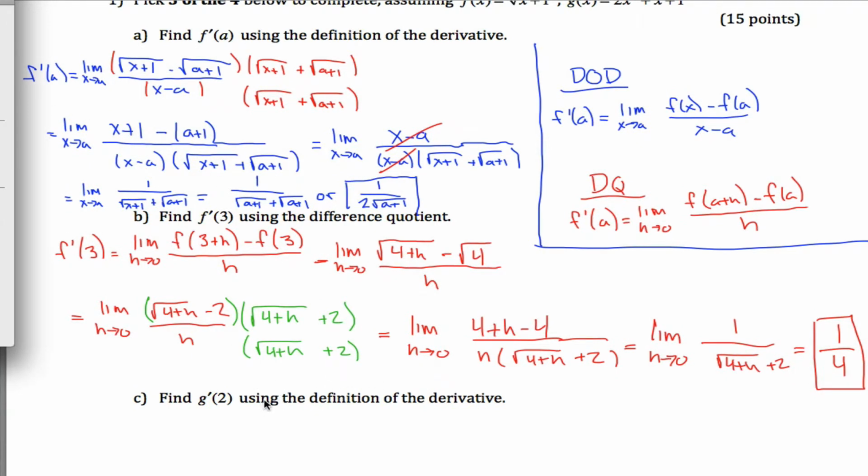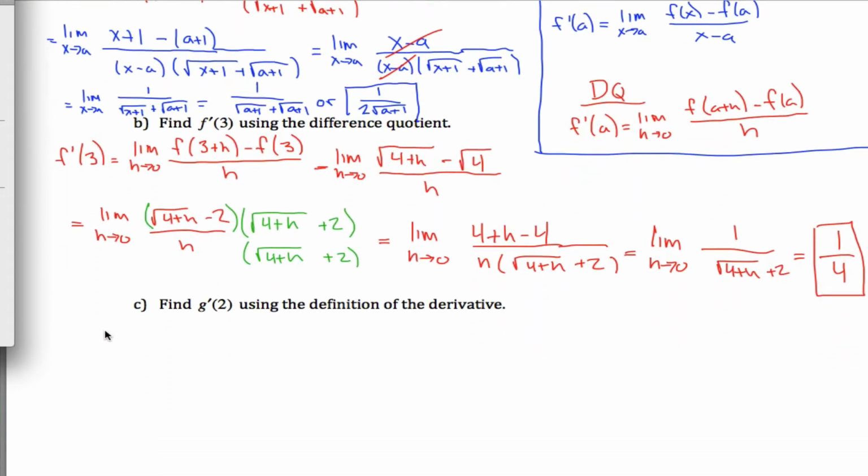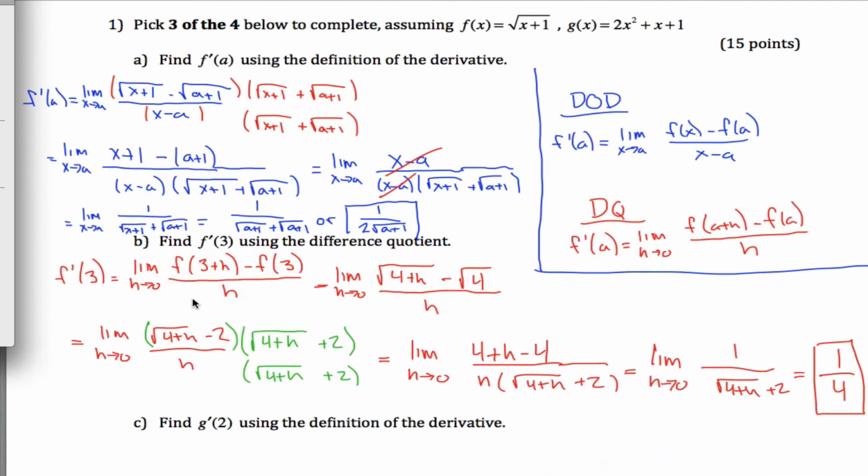Find g prime of 2 using the definition of the derivative. All right, g of x is 2x squared plus x plus 1. Man, that's going to be a long quiz. Maybe I'll only have you do 2 of these 4 instead of 3 of these 4.